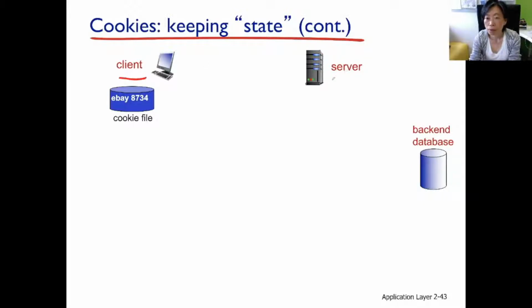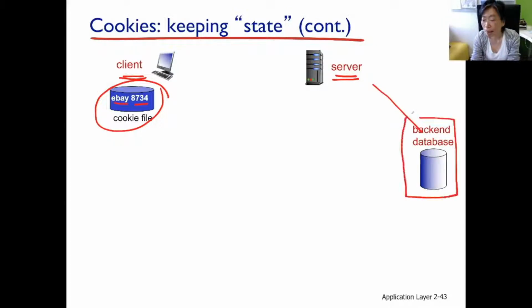Client, server, or Susan, Amazon.com. Now, at the client side, you have this special cookie file, and it's managed by the web browser. You might have clicked OK to eBay, so eBay has already set up a cookie entry carrying unique ID 8734. The server here has a local disk as well. It's maintained more as a backend database instead of just a simple file.